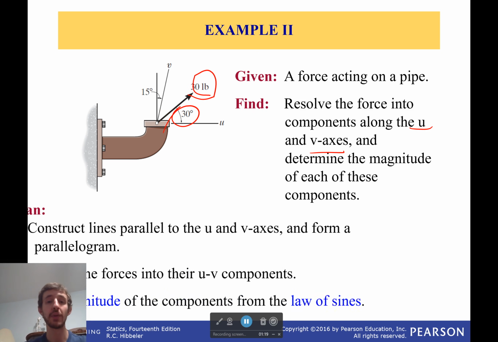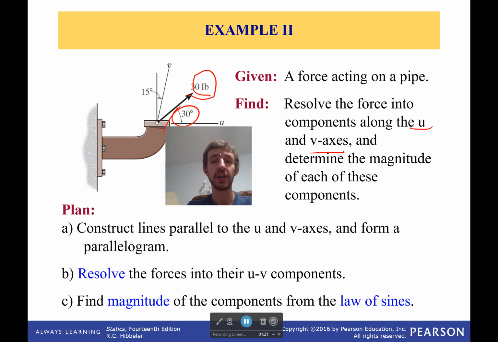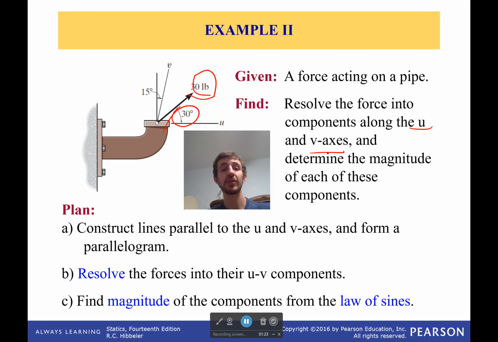Okay, so how are we going to solve it? Well, first off, I'm going to move my head out of the way. There we go. We're going to construct lines that are parallel to the U and V axis and form a parallelogram. We're going to resolve those forces into the U and V components and then find the magnitude of the components from the law of sines. Law of sines, magic. This one's actually extremely helpful, both in this and other classes. So please memorize the law of sines. The law of cosines, it's still helpful, but it's harder to memorize. But this one, definitely worth it.